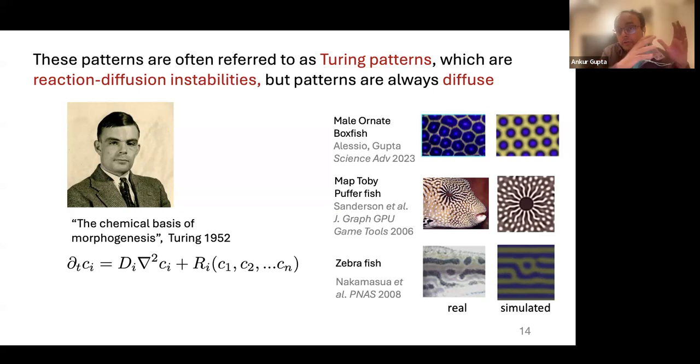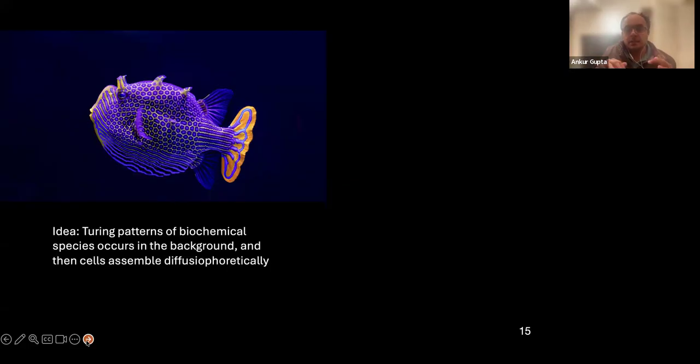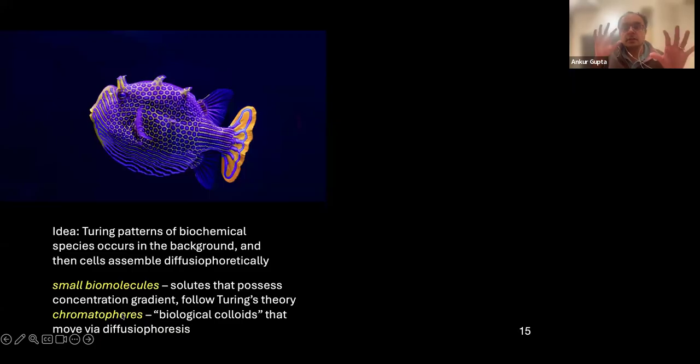And now I hope you can remember back to the story, which is diffusive phoresis is a convenient mechanism which can create these banded structures. And so that's basically a simple idea. So this pattern is anything but diffuse. So how can you create this pattern in a diffusive system? So the idea is very simple. These morphogens, they actually do follow Turing's theory. And then when the cells assemble, they assemble diffusively. So small biomolecules, they follow Turing's theory. And on top of that, chromatophores, the biological colloids, they move via diffusive phoresis.